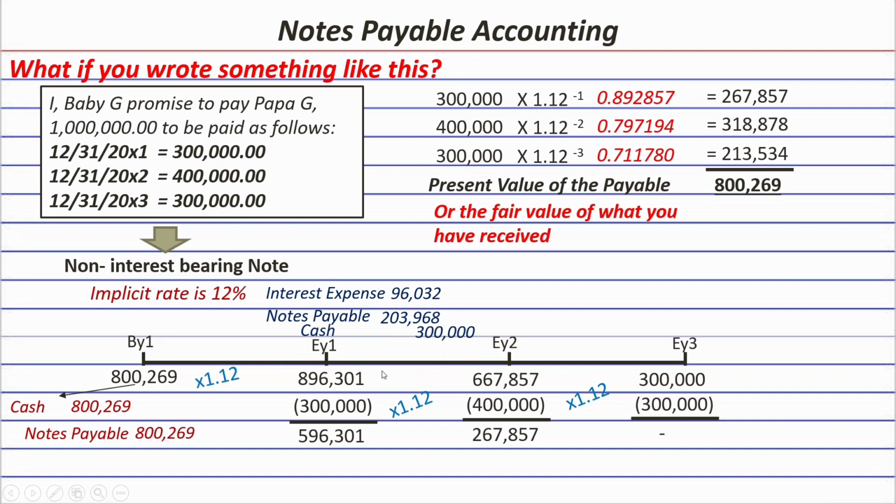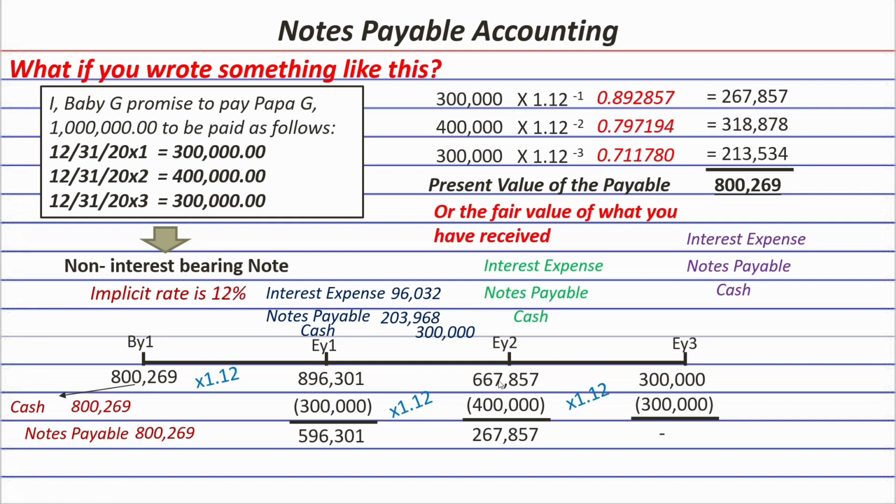Easy, right? And it gets easier. Why? Because the entries for the next 2 years, the end of year 2 and the end of year 3, will be very similar to this. So debit interest expense, and then debit another one, which is notes payable account, and then credit cash for the scheduled payments. Again, the interest expense is after interest amounts minus the before interest amounts.